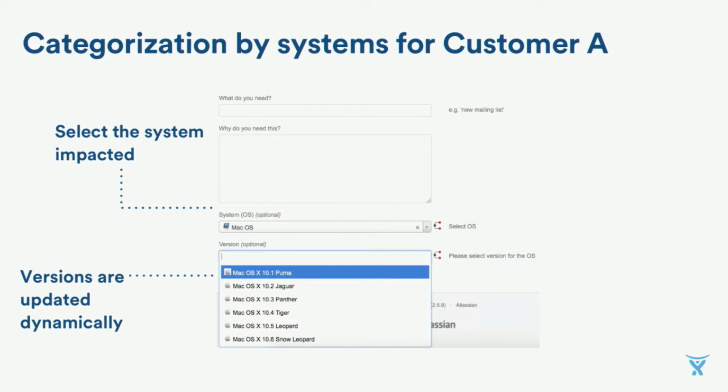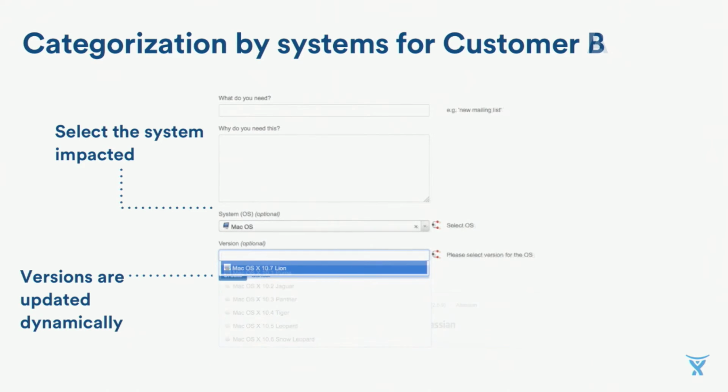This is what I see as customer A when I open the customer portal. I've selected the system that's impacting me, and I can then select the versions of that system. But if I log in as another customer, I will see completely different values displayed in that field. So it's dynamic. It's really useful, first of all, for security, because you don't want everyone to be able to select every system, every version. But also for usability, so that you don't have a huge list of applications and systems to select from.